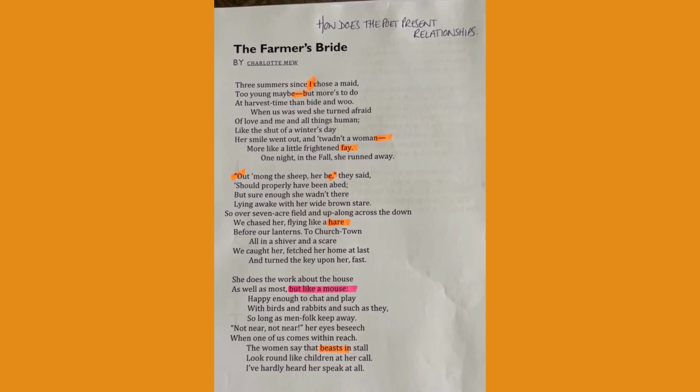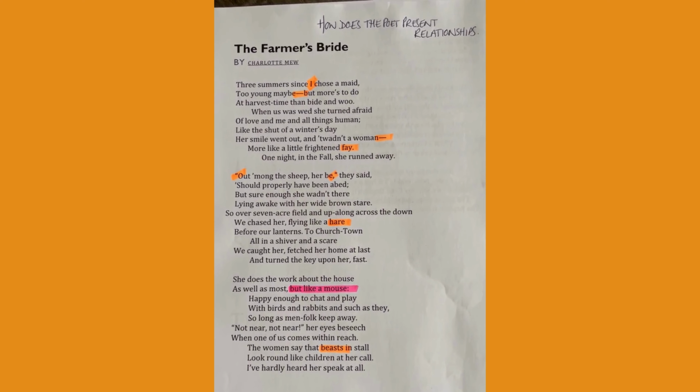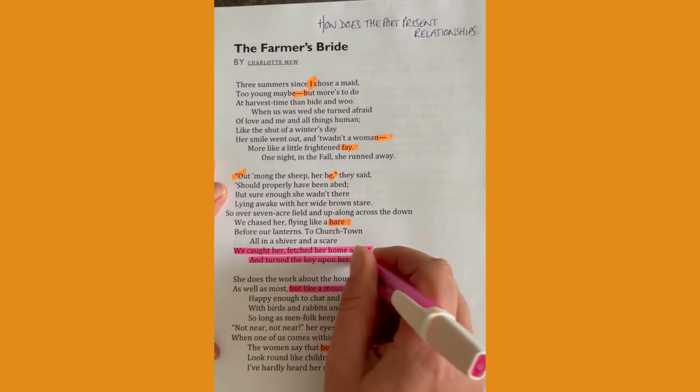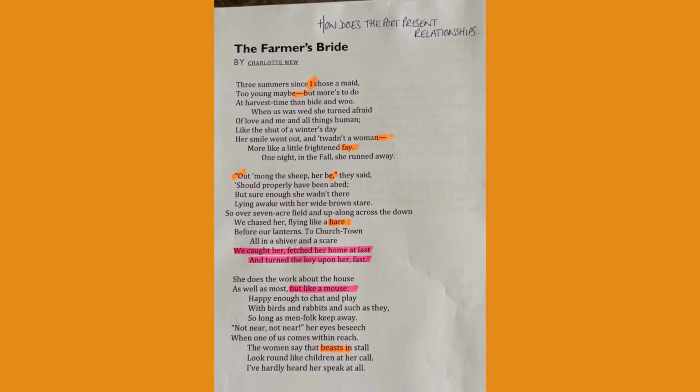And then we have the final thing we need to look at, which is the theme. So the big idea of this poem, the idea that regardless of whether he chose that wife, regardless of whether he catches her and locks her up, he cannot make her love him, and that he becomes slightly obsessed. In terms of the quotation we could use for this, if we're looking at this first side, we can look at this quotation here. We caught her, fetched her home at last, and turned the key upon her fast.